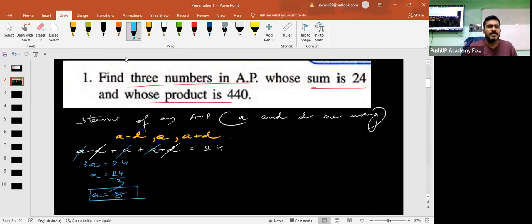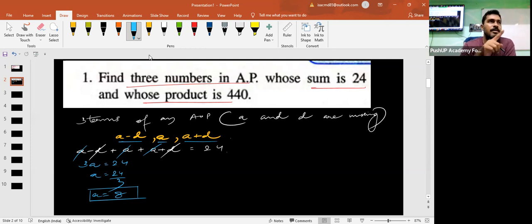Out of curiosity, I'm asking you this. I found A. Is this the first term? Which term did I find? I found the middle term, because according to the general pattern, A minus D is the first term. Exactly, Maria. A is the second term, or the middle term, and A plus D is the third term. So please don't be under the impression that you found the first term just because I found the value of A.